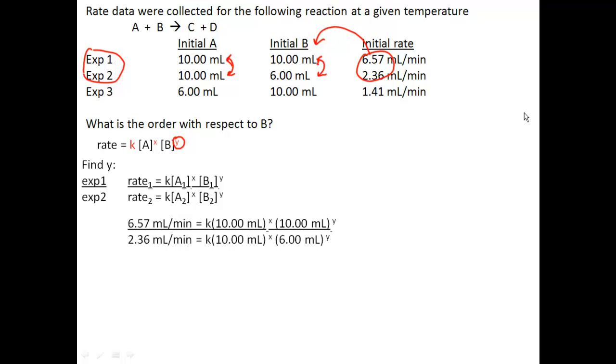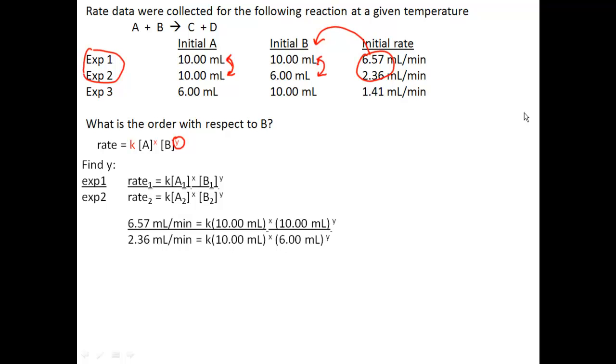So you basically write in your rate law, rate 1 is equal to K, concentration of A1 to the X times the concentration of B1 to the Y, divided by experiment 2, which is your rate 2 equal to K, concentration of your A2 to the X, concentration of B2 to the Y. Plug in the numbers. Okay, we know rate is 6.57 milliliters per minute for 1, when rate 2 is 2.36 milliliters per minute. Equal to K. K is a constant, which is the same in both experiments. Plug in the volumes, which is 10 milliliters for both experiments for A to the X, 10 for experiment 1 for the B, and 6 milliliters for B for experiment 2.